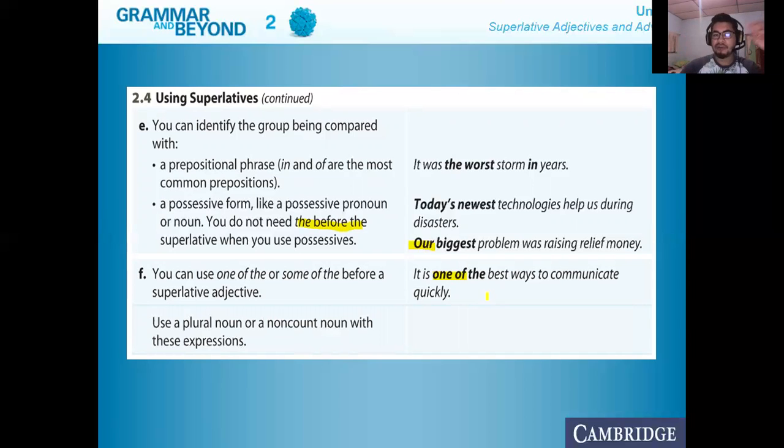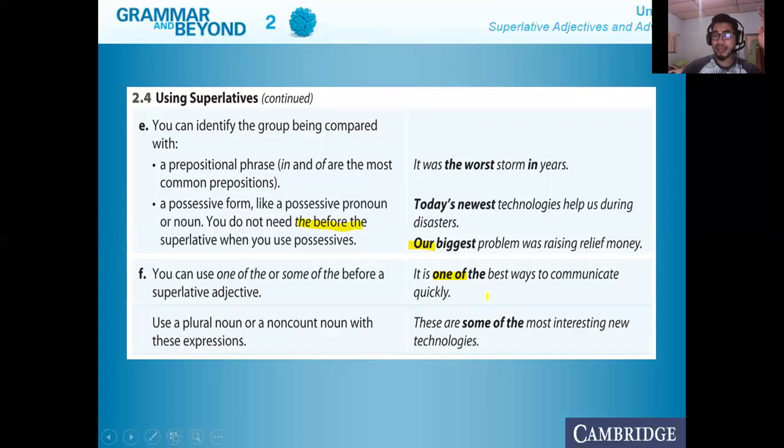Use a plural noun or a count noun with this expression. There are some of the most interesting new technologies. Some. In this case, probably there are more interesting new technologies, but we are referring just to a couple of them. And with that, we're going to end the explanation.